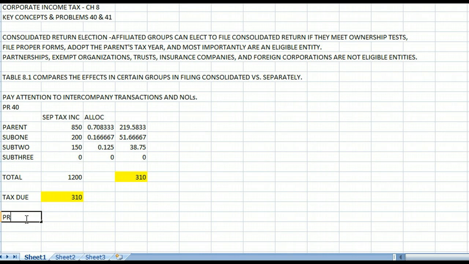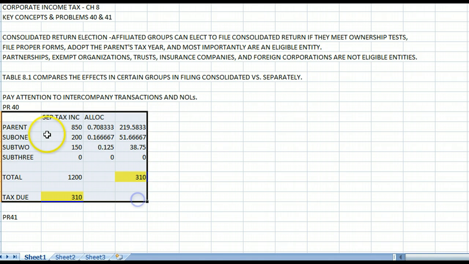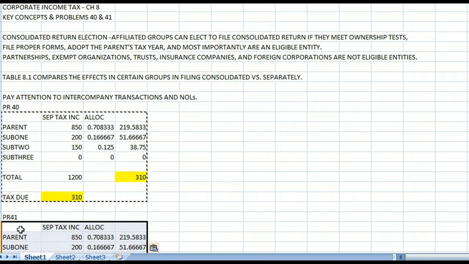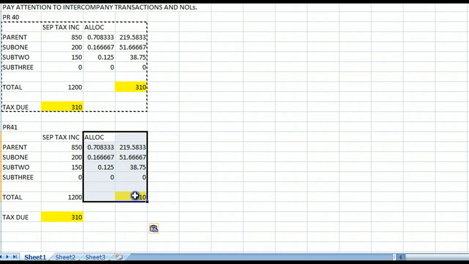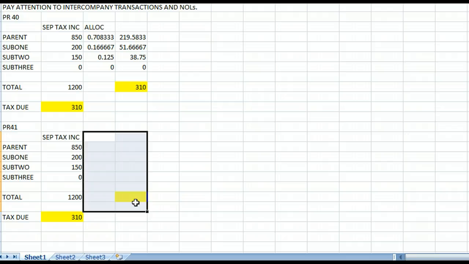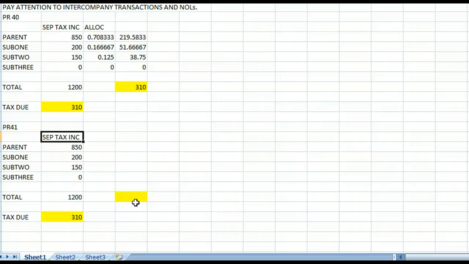Now what problem 41 wants us to do is use the same information. So I'm going to use some of this. It won't all be identical, but let's go ahead and copy this down. It wants us to allocate this now based on the relative tax liability sharing method. So we're still going to start off with a separate taxable income of $1,200, just like we did above. And delete that because this is going to be a little different. And we're still going to be allocating $310 in taxes due.